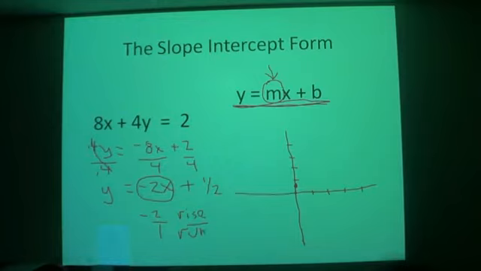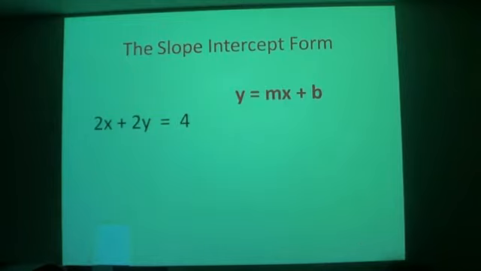So I would go over 1 positively and down 2. So there's a half, there's 1, and there's down about 2. So I'm looking at a line that passes through the y-axis at positive 1/2, and has a slope of negative 2. All right, the slope-intercept form.